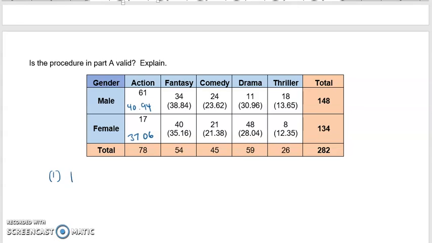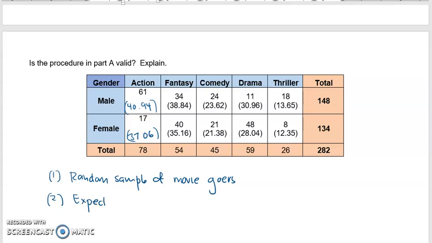Number one, you have to have a random sample of individuals or moviegoers. And if you look back at the problem, it said you did have a random sample of moviegoers. And number two, it's pretty straightforward: the expected cell count in each cell must be greater than 5. So in our case, our expected counts are in parentheses. The expected counts in each cell are greater than or equal to 5. All right. So because both of those conditions check, our chi-squared test for independence is valid.